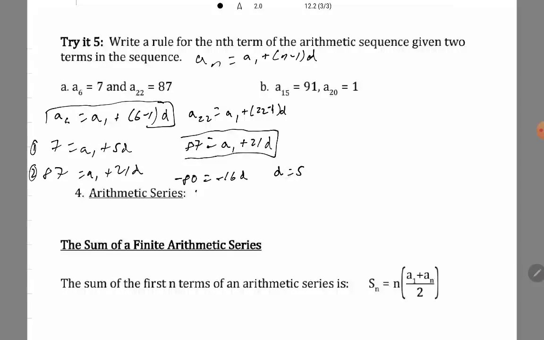And now that I know what d equals, I can plug it back into one of these equations. I plug d back into any of these equations here. I'll do the first one. So 7 equals a1 plus 5d, which is 5 times 5, which is 25. So a1 is equal to negative 18.